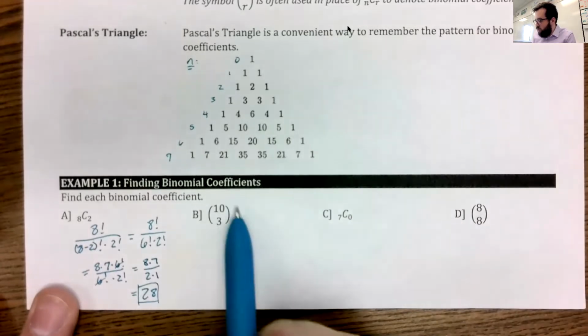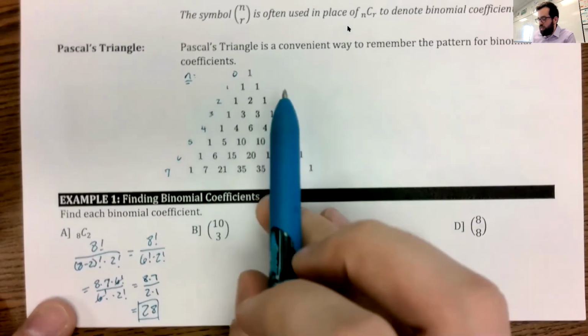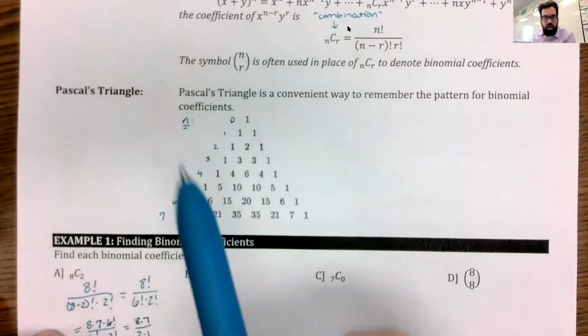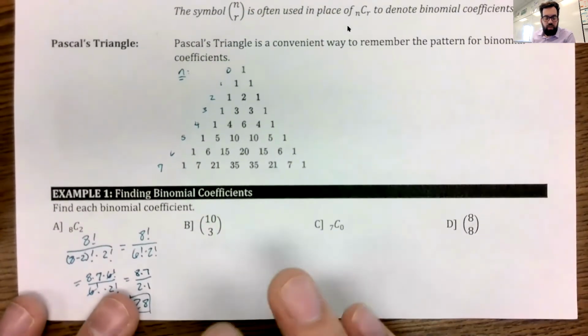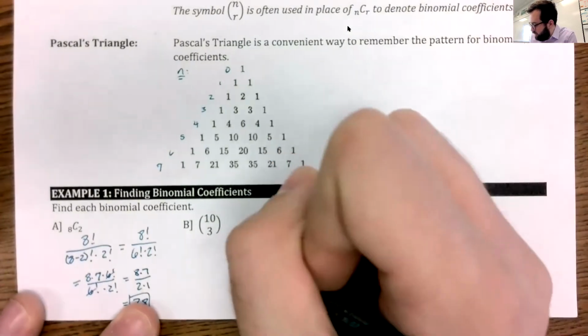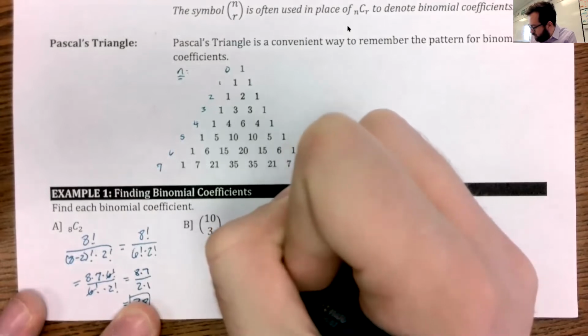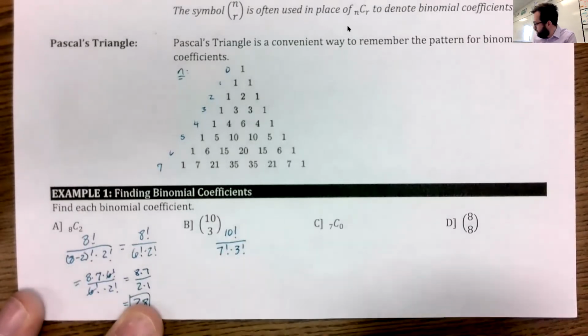This is just another way of writing 10 choose 3. You can see we have that up here. Parentheses with the number on top and the number on the bottom is often used in place of the letter C. So it's the same thing: 10 factorial over 7 factorial times 3 factorial. I did the 10 minus 3 already this time.